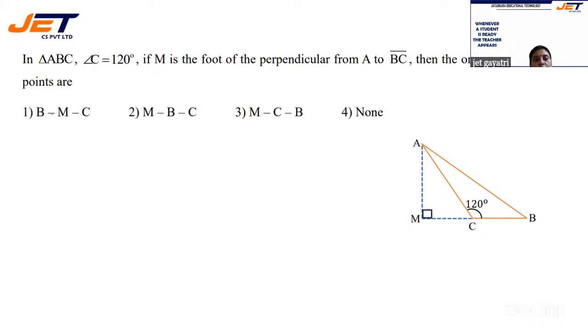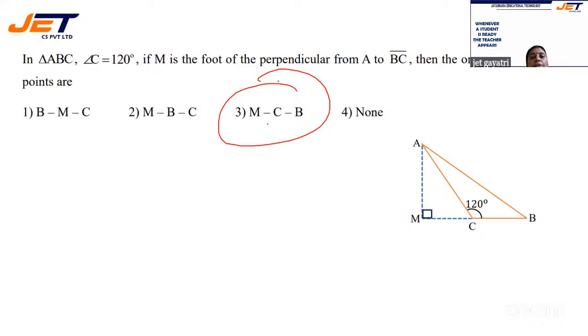Okay. So they say that angle C is 120 degrees, and M is the foot of the perpendicular from A to BC. Then we say that the order of the points is M, C, B. So it should be option 3. So if you have chosen option 3, then your answer is right.